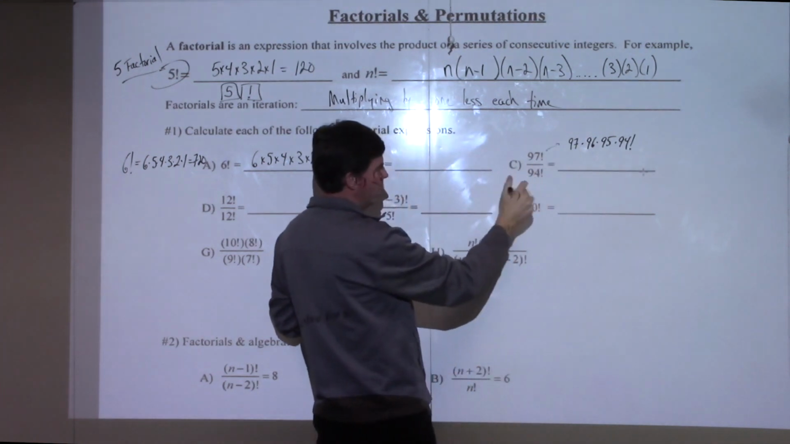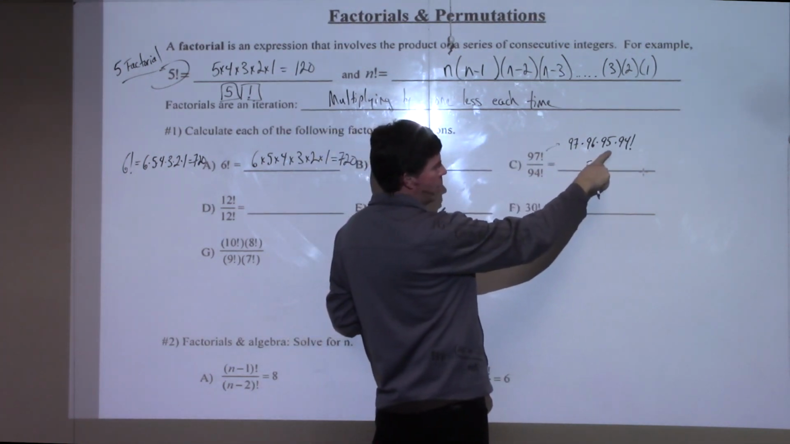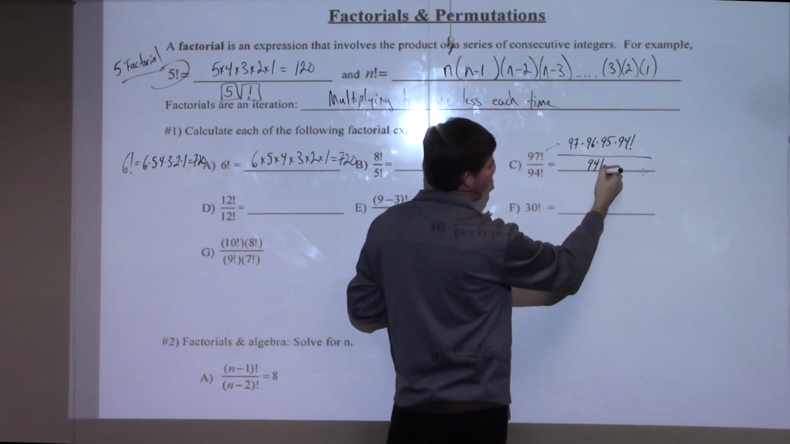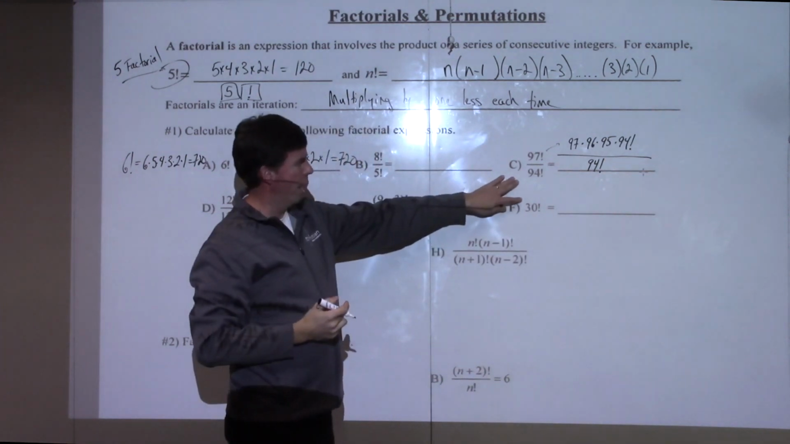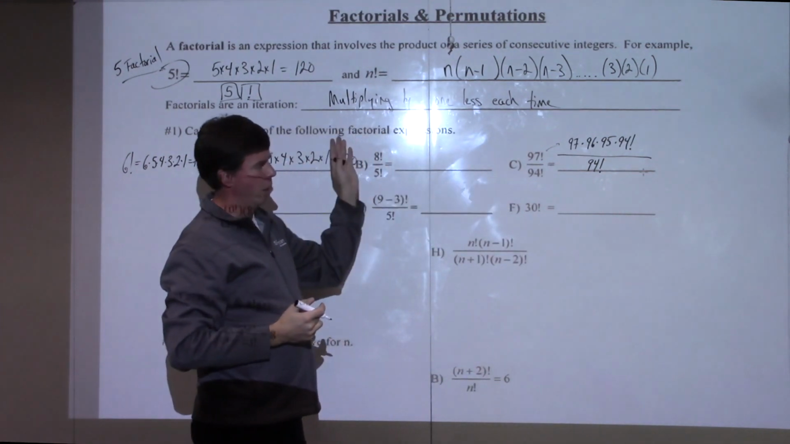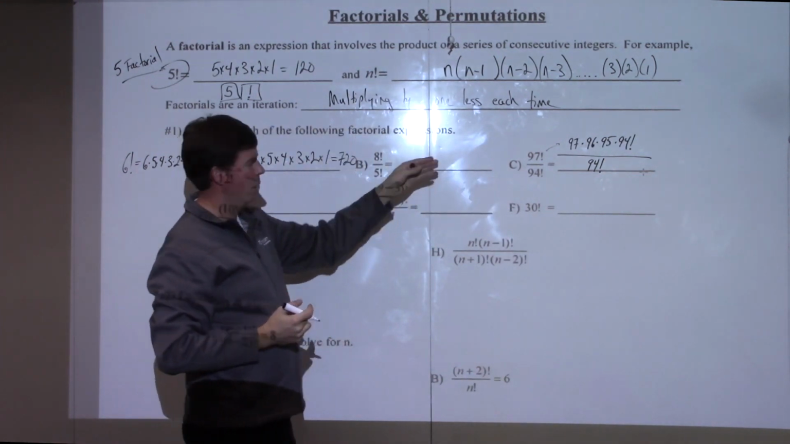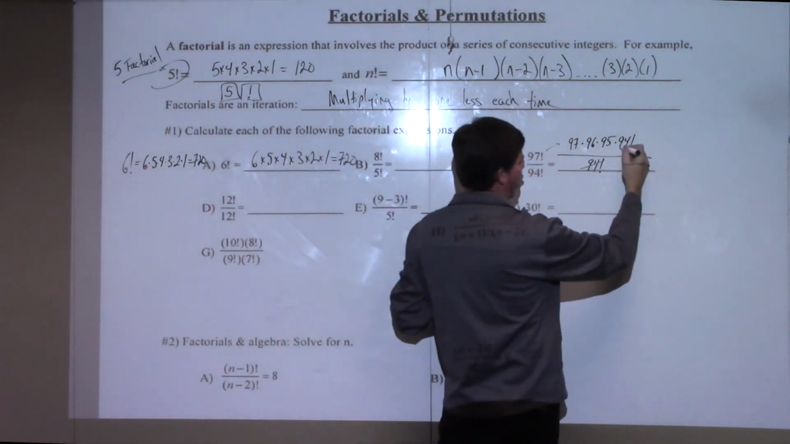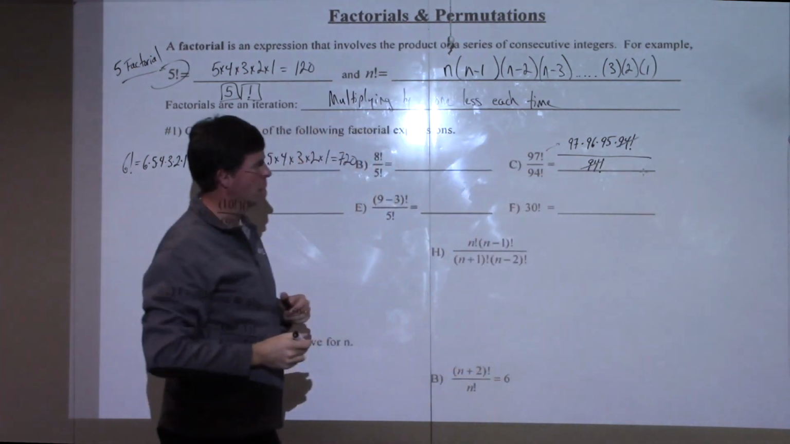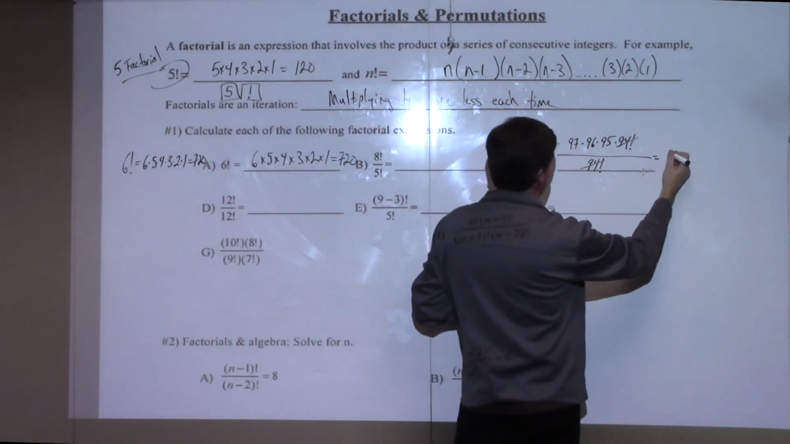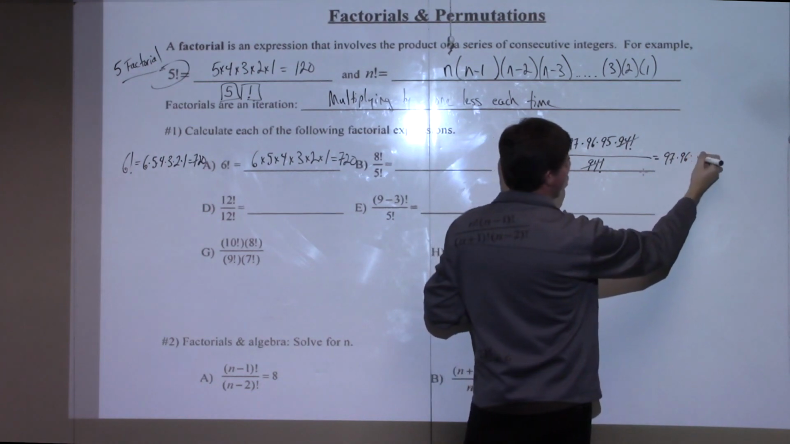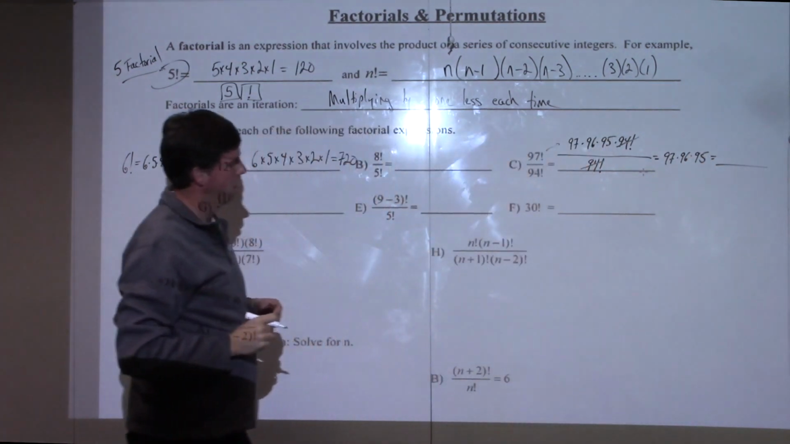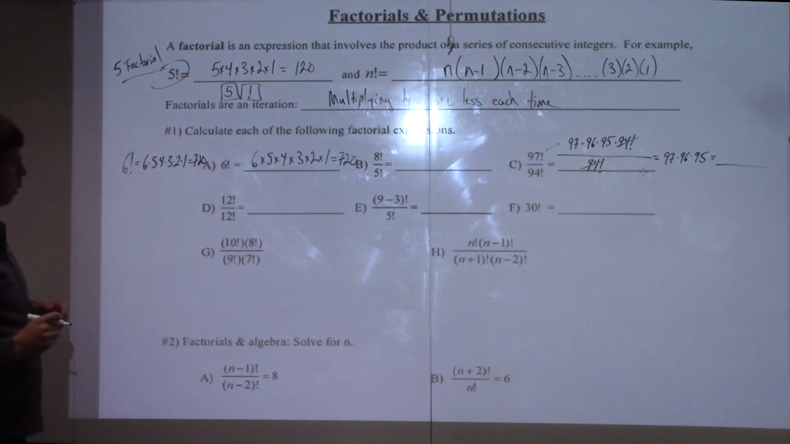97 factorial is 97 times 96 times 95 times 94 factorial. But I want to purposely stop there because in the denominator I have 94 factorial. And when it comes to the BEDMAS rules, where I'm doing multiplication and division in the order they come, there's nothing that stops me from doing the division portion here. So now the actual answer is 97 times 96 times 95. And then from there, you can put it into your calculator.